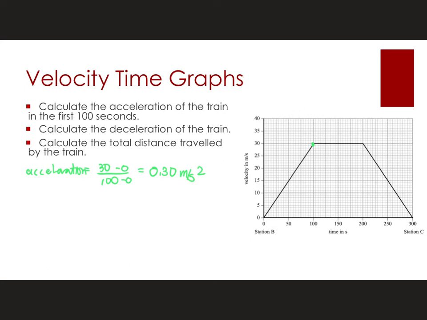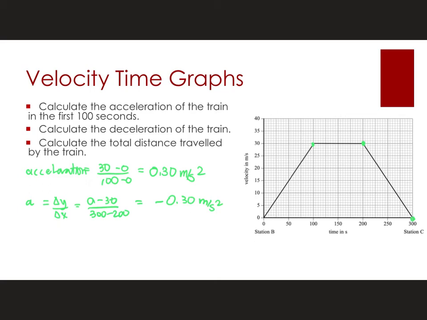The next part says calculate the deceleration of the train. And here's where I want to highlight the word deceleration is an everyday English word and not a science word. It does not imply negative acceleration. You can see my other videos for a more detailed explanation of that. In this case, I do want the point though where it's decelerating. All it's saying is where it's slowing down. And that will be from 200 seconds to 300 seconds.